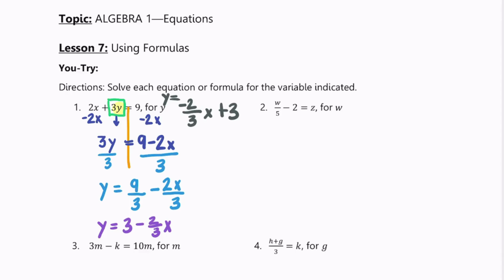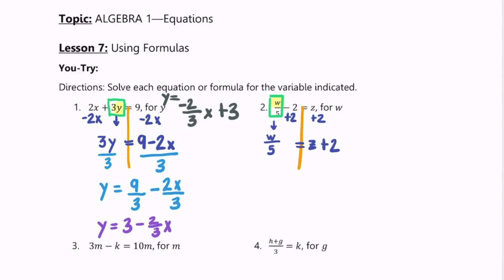Okay. Number 2, we're going to solve the equation for w. So here I'm going to draw my line down the equal sign. I'm going to put my w over 5 in the box. How I'm going to get that box by itself is I'm going to add 2 to both sides. z plus 2 will stay z plus 2. They are not like terms, so I will keep them separate.